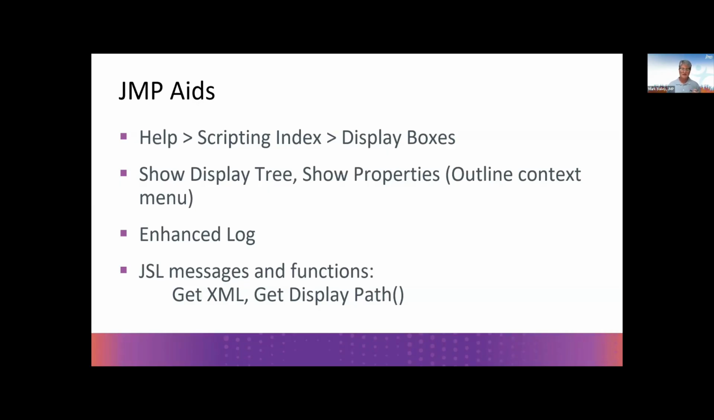Also, if you right-click on the gray triangle in front of an outline box, you get a menu, and from there you can select Show Display Tree or Show Properties, and these are interactive tools that help you explore the display tree and what the values and attributes are. So that can be very helpful. Also, the enhanced log is a great way to see the results of your searches, to see if you need to make any further modifications.